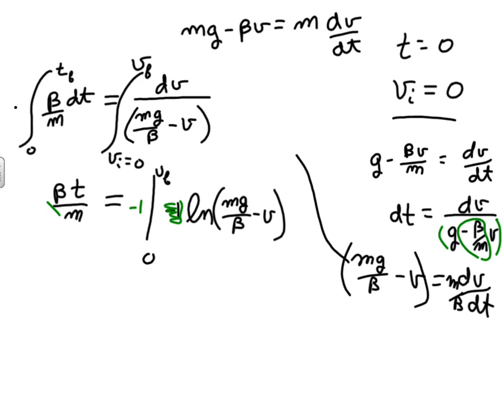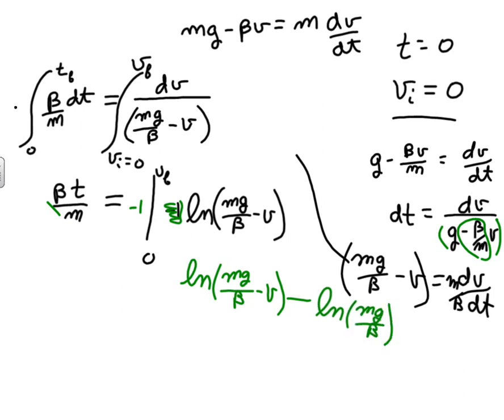Okay? So it looks to me like it's the natural log of mg over beta minus v, minus, remember how when you do a definite integral, you subtract the bottom limit there. And then what is it? Put 0 in. What do you get? Right, just the natural log of mg over beta. Okay? And the whole thing has got a negative 1 on one side. So I'm going to make life a little bit easier and put the negative on the other side.